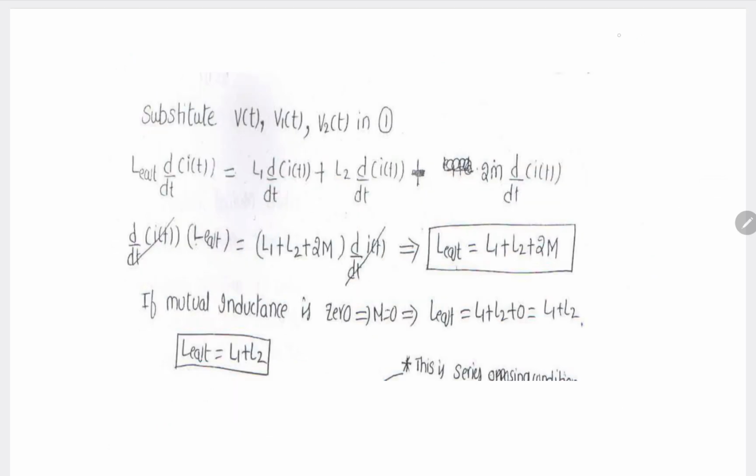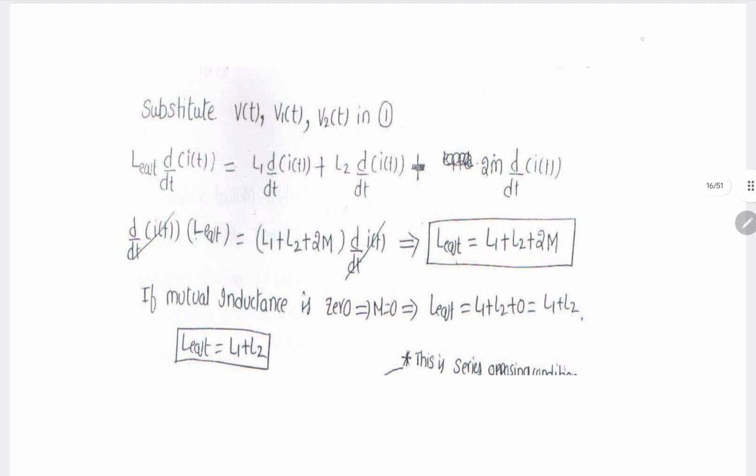Then we see what is the mutual inductance formula. Total inductance formula: when L1 and L2 are connected in series and M is the mutual inductance and both are connected in series aiding, total equivalent inductance is equal to L1 plus L2 plus 2M. The formula is L1 plus L2 plus 2M. Let us say if mutual inductance is not there, means M is equal to 0, then we get the formula L equivalent is equal to L1 plus L2.